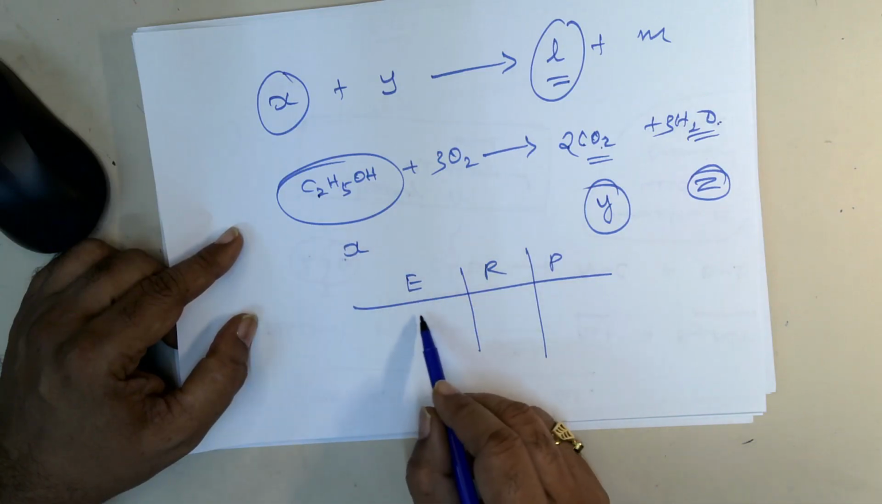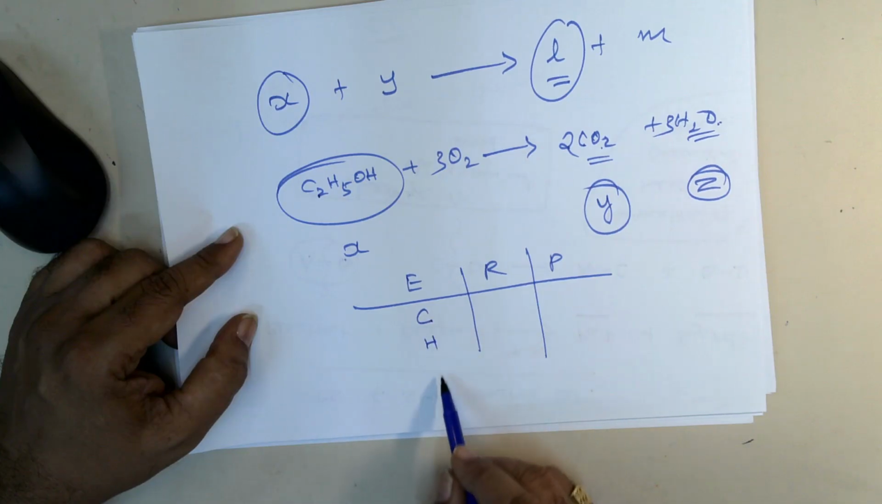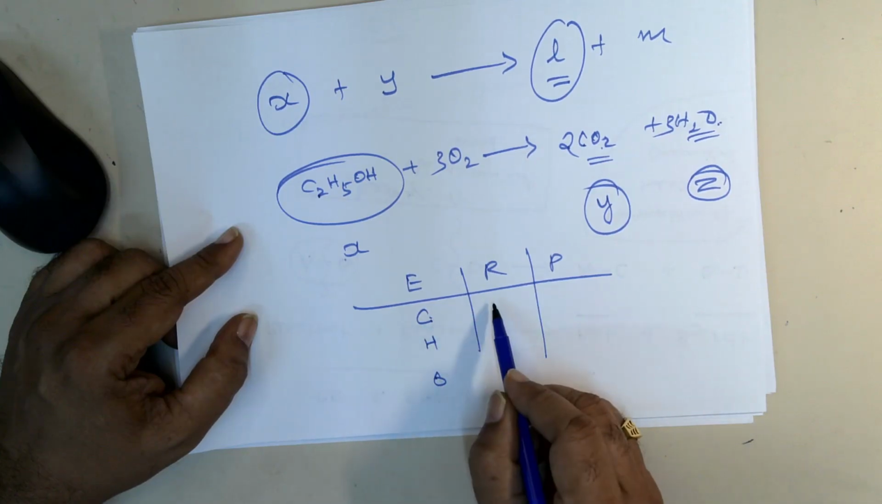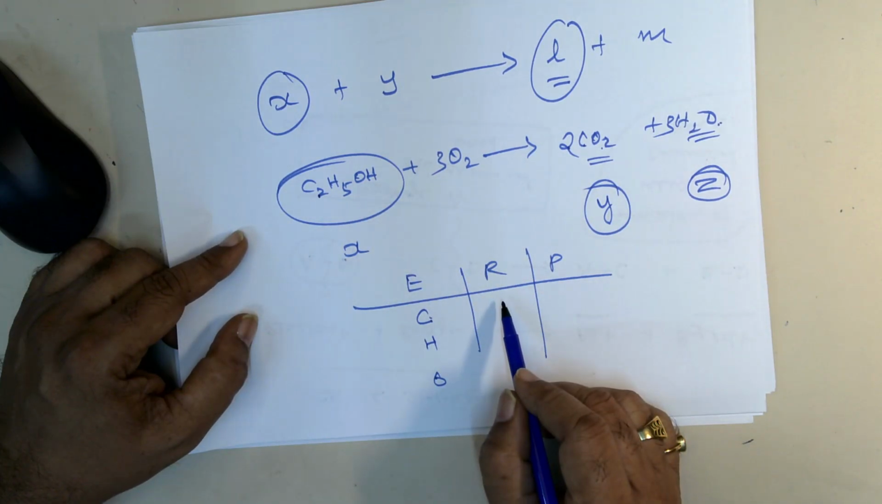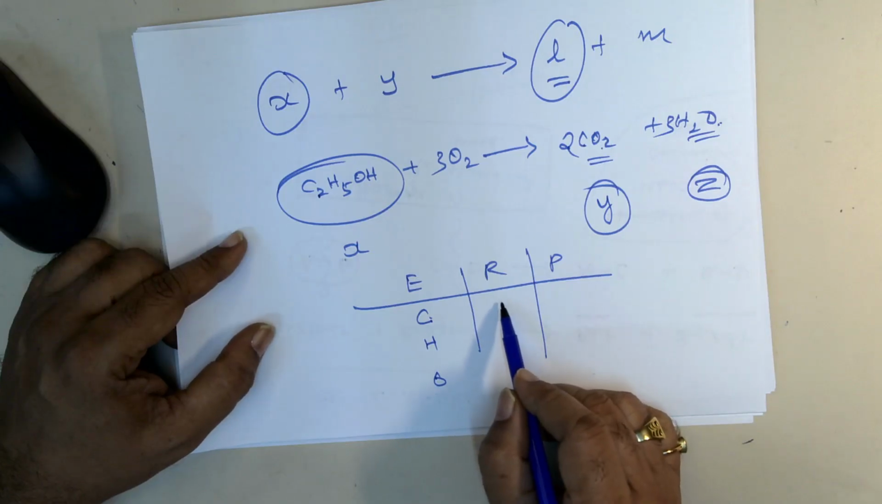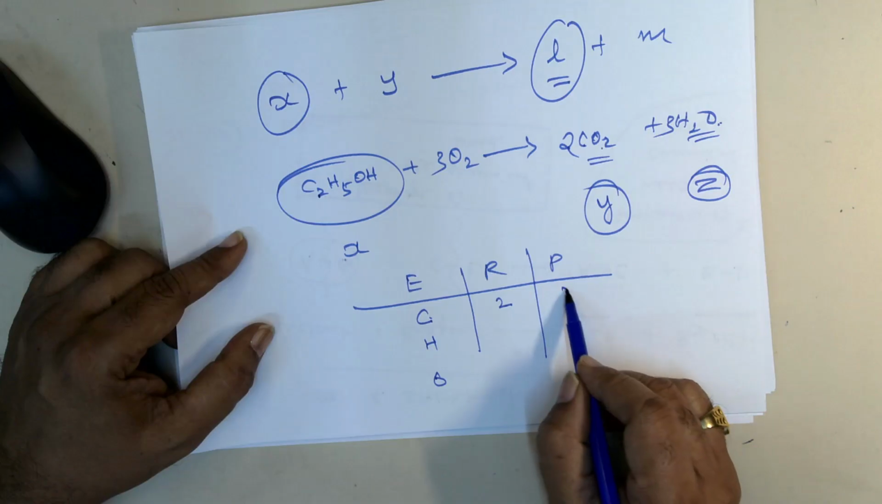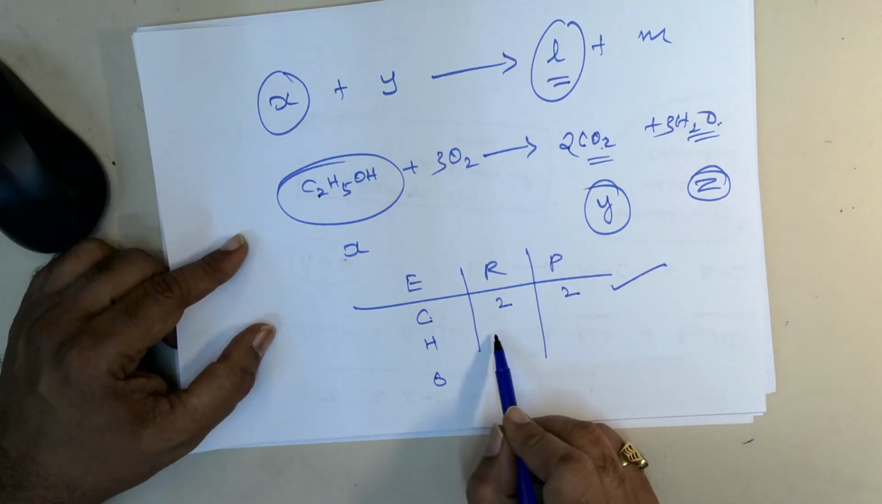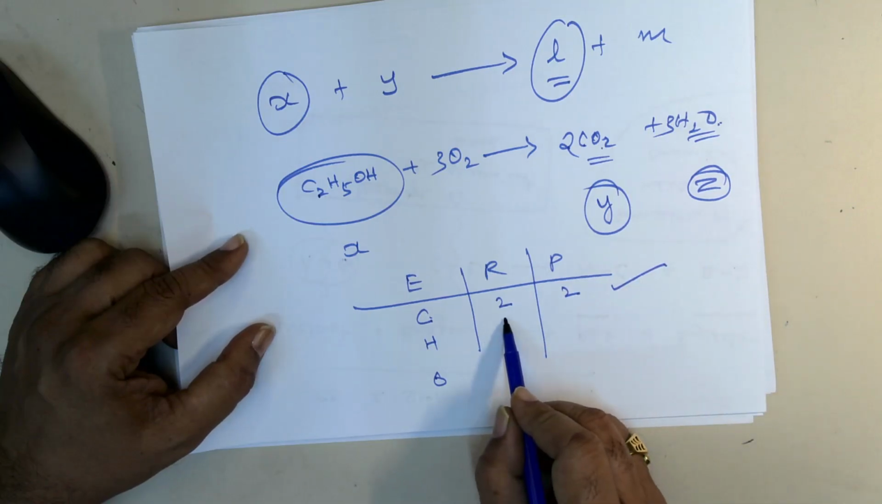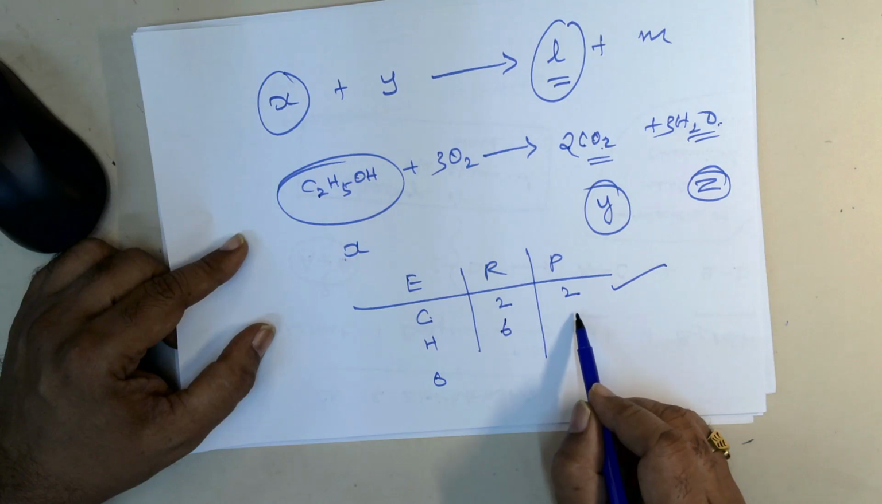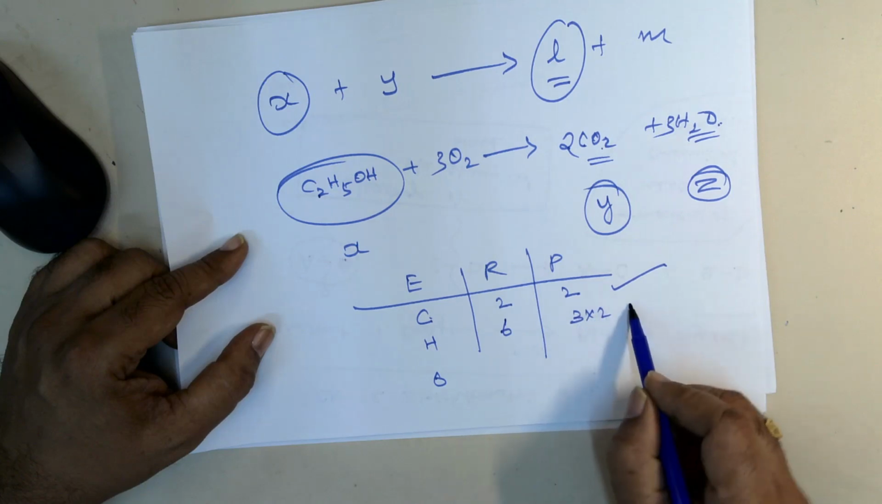So here, carbon is there, hydrogen is there, oxygen is there. So carbon, how many carbons are there on the left, that is on the reactant part? Two. And on the other side, two. So it is balanced. And what about hydrogen? Six. Here, three twos are six.